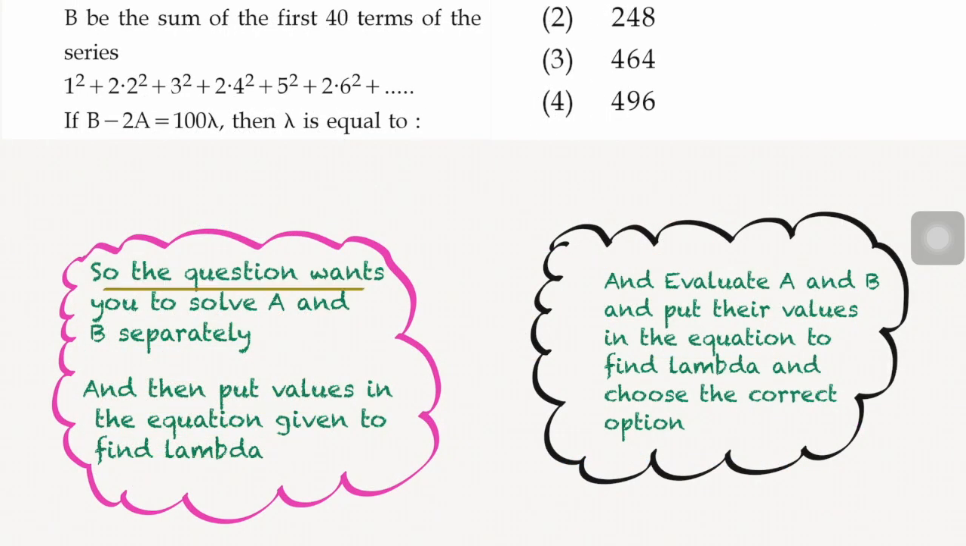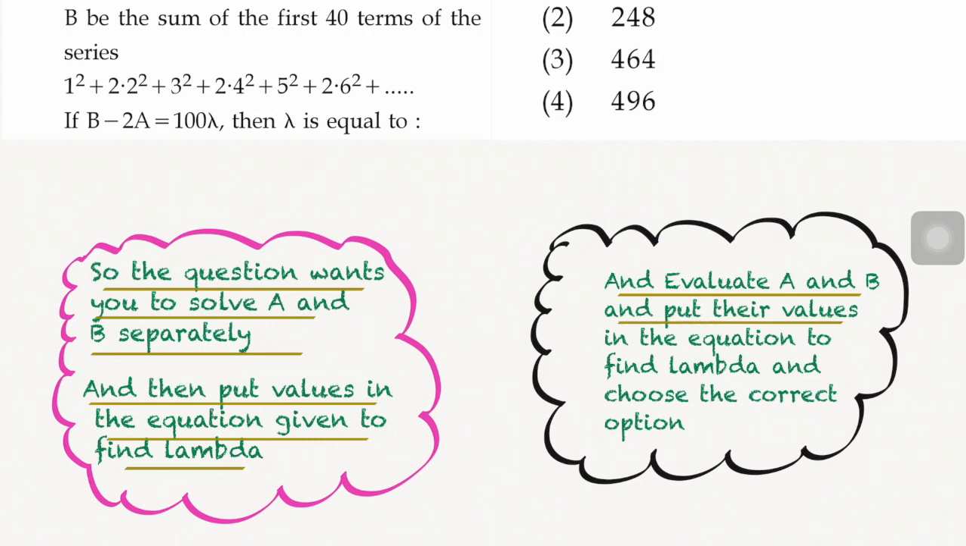So the question wants you to solve A and B separately, and then put their values in the given equation to find lambda. So choose the correct option.